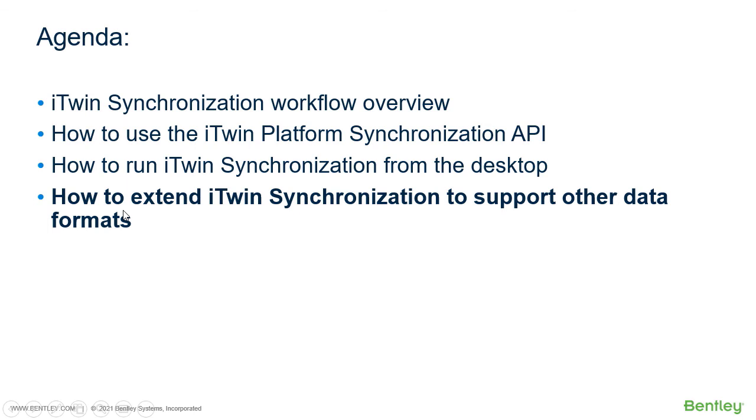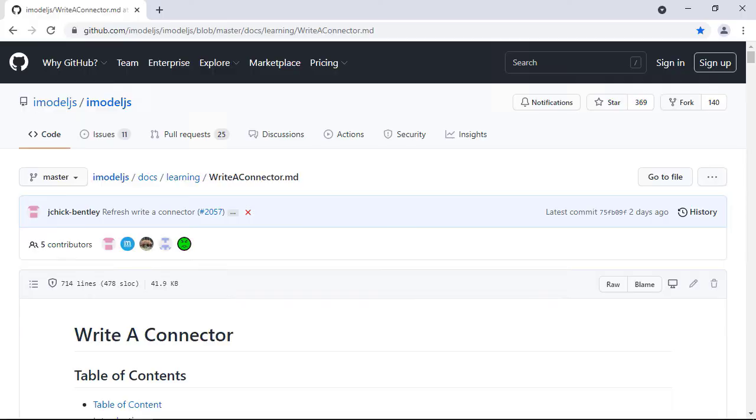We have a broad selection of connectors that we have written to support many different applications and file formats. We also continue to develop additional connectors to support our users. But there will be times when Bentley won't be developing a connector to something like one of your own internal applications. What happens then when you want to synchronize data from that application into an iTwin? To solve this problem, we have the ability for users to write their own connector.